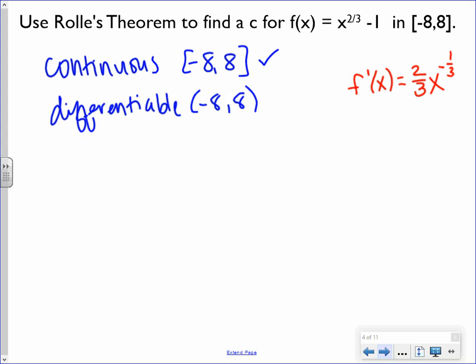We can't plug in 0 because this x to the negative 1/3 is really like x to the 1/3 in the denominator. Here, I'll write it for you. We can't divide by 0. So this function is not differentiable at 0. So we cannot apply Rolle's theorem.